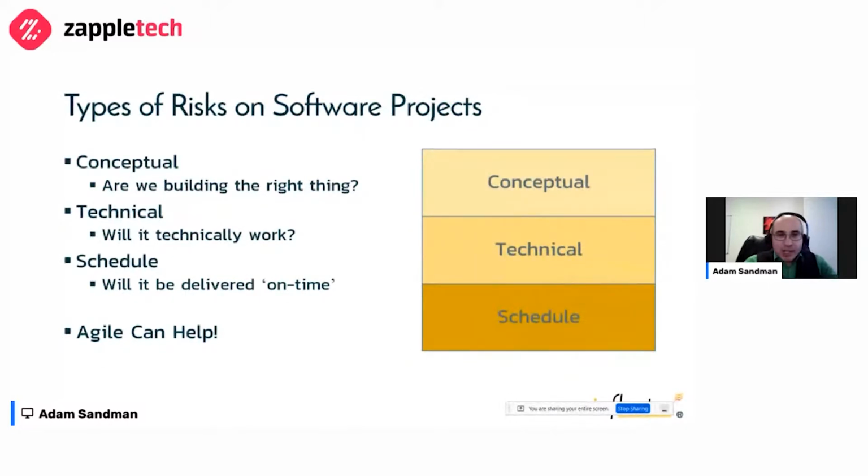We can spend all this time building this amazing piece of software, but when you give it to a user on first contact, it doesn't solve their business need. And that's really the conceptual risk. Are we building the right concept? Is it the right concept we're designing and developing? Let's say we get that.